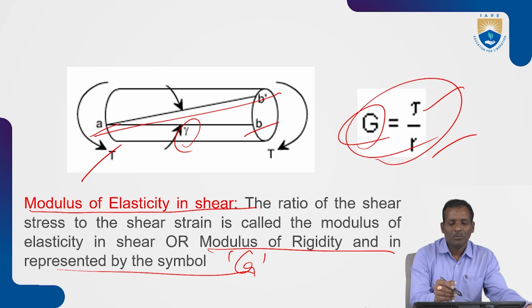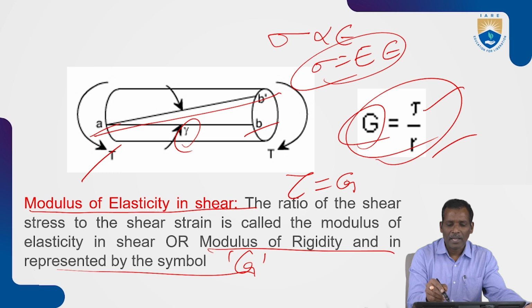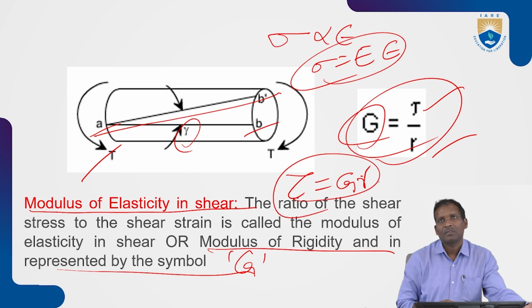So according to Hooke's law, stress is directly proportional to strain. Stress is equal to E multiplied by strain in the case of tensile. Here in shear, the stress is shear stress, the modulus is shear modulus, and the strain is shear strain. So you can write G is equal to tau by gamma.